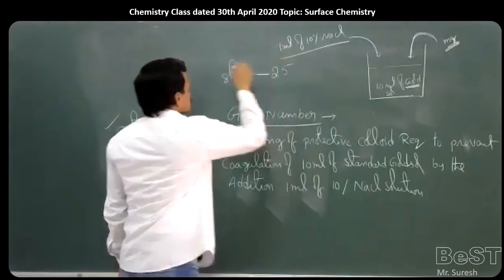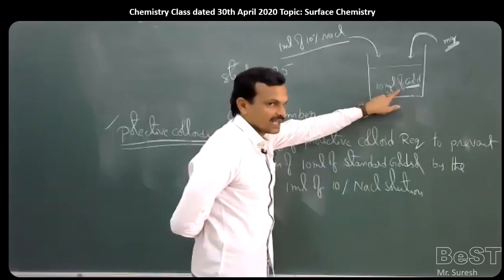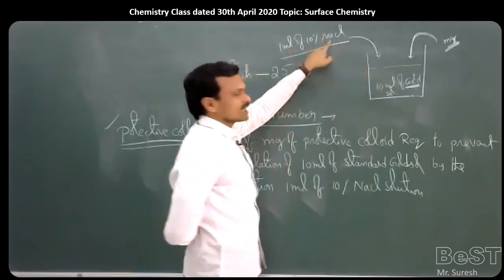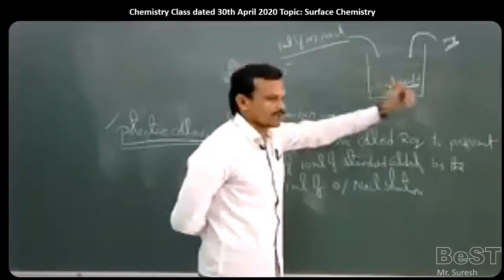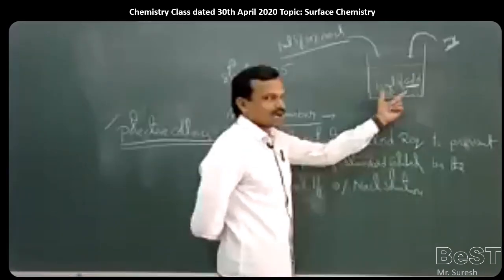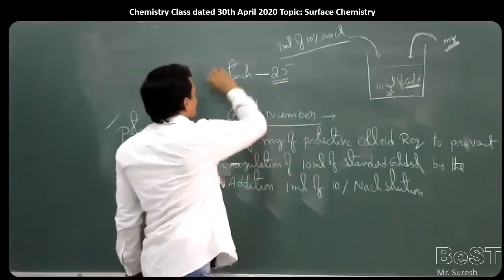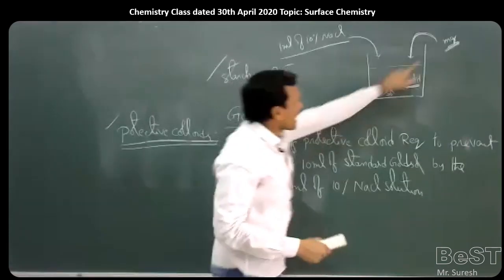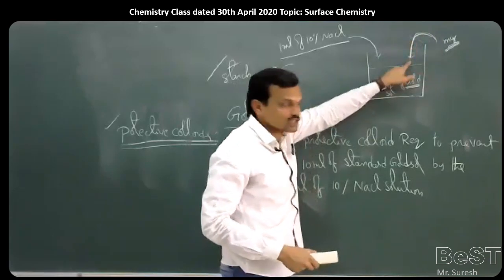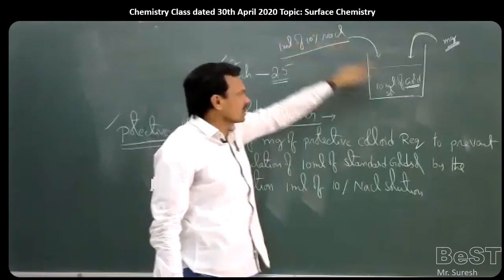Starch gold number is 25. That means 10 ml of gold salt, if you add 1 ml of 10% NaCl directly, gold particles will be coagulated. Suppose first, by taking 10 ml of gold salt, you add 25 milligrams of starch, and after adding the starch, you add 1 ml of 10% NaCl solution, then coagulation cannot take place.